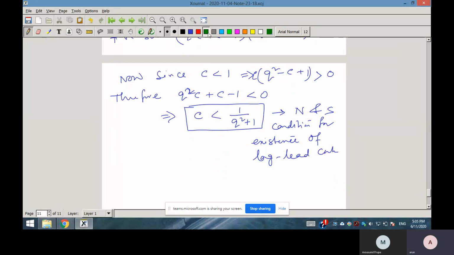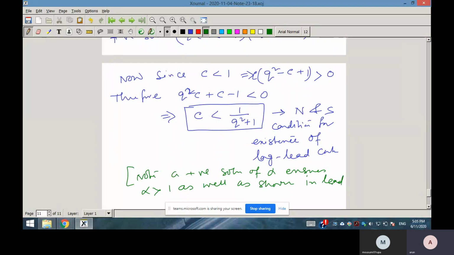So as I said, I am just writing a note: a positive solution of alpha ensures alpha greater than 1 as well, as shown in the lead controller case. So again, I am not saying that. Okay, so this you can easily prove.